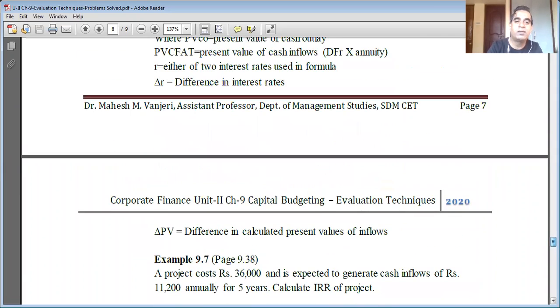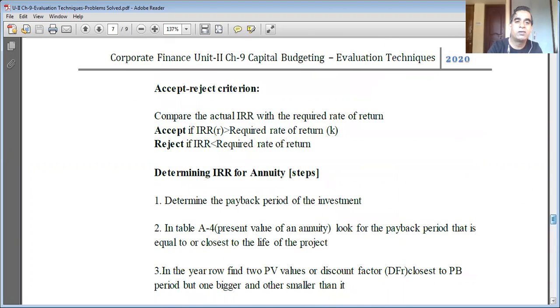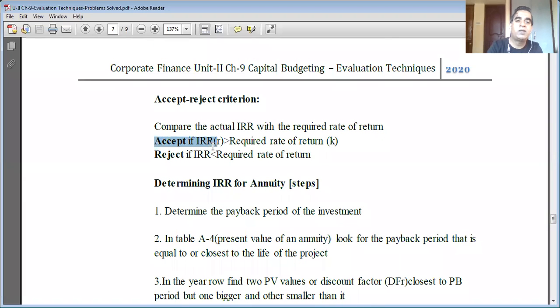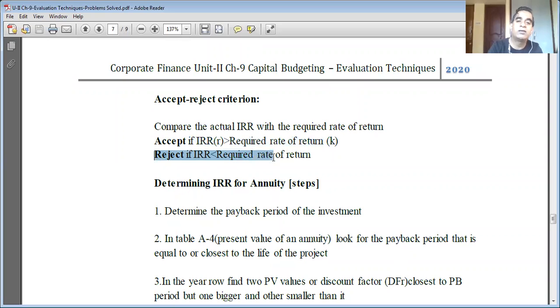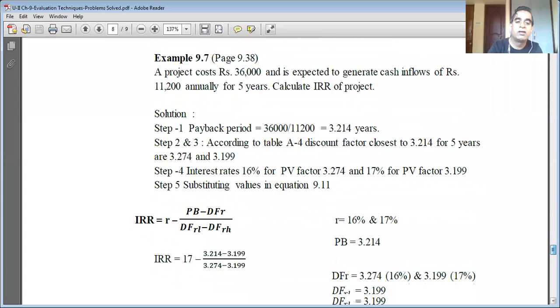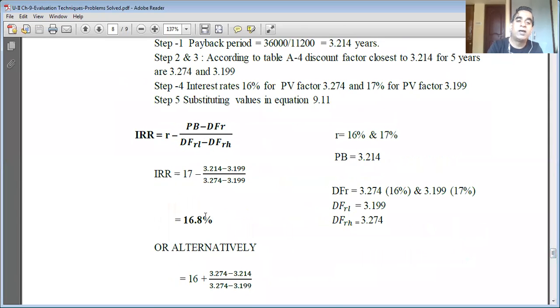See, this is how we have learned. Accept if the internal rate of return is greater than the required rate of return. But in our case, the actual internal rate of return is lower. So reject if the internal rate of return is lesser than the required rate of return. Hence, you can make a sentence like this: as the actual internal rate of return is lower than the minimum required rate of return, the company should not invest in the project.